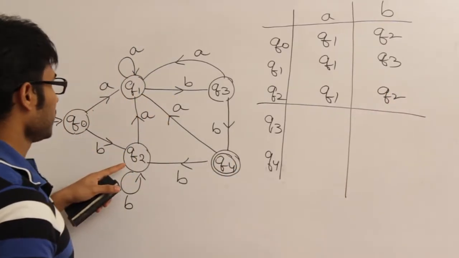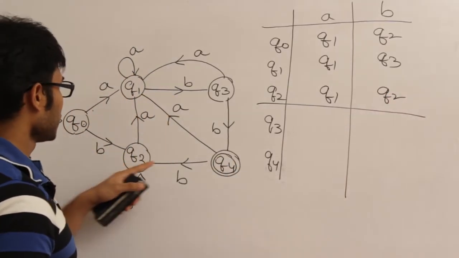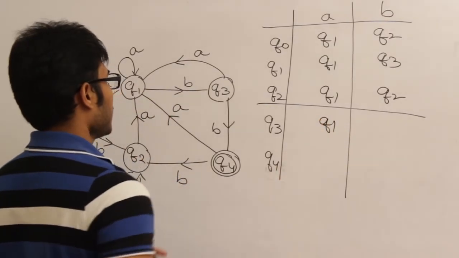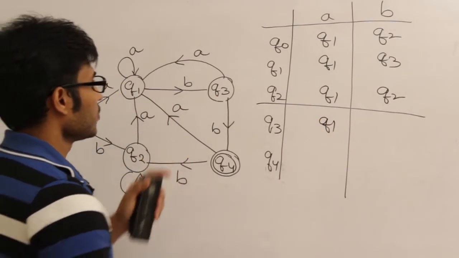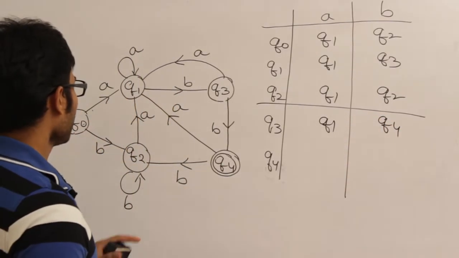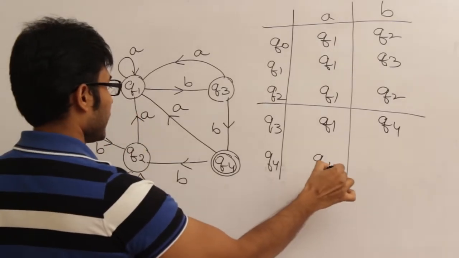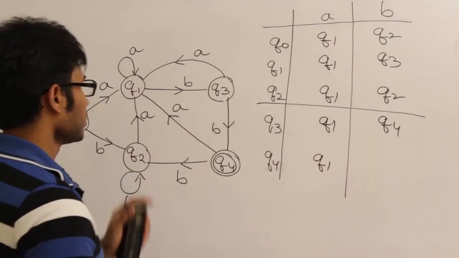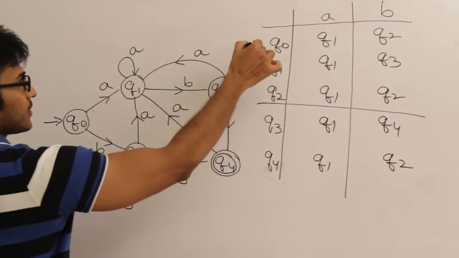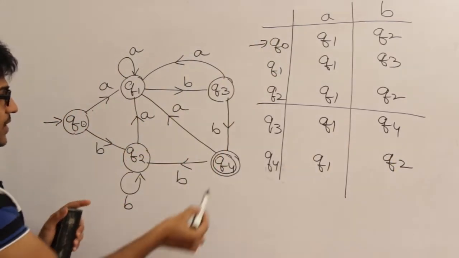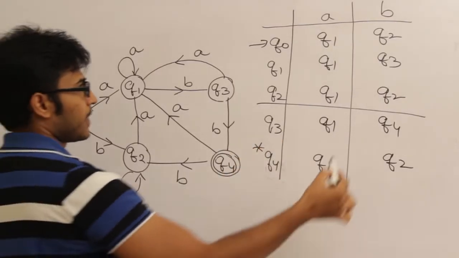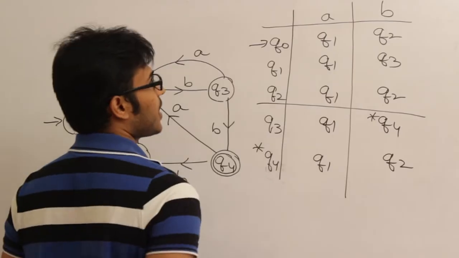And Q3 on A is going to Q1, Q3 on B is going to Q4, Q4 on A is going to Q1 and Q4 on B is going to Q2. What is the initial state? Initial state is Q0. What is the final state? Final state is Q4. Therefore Q4 I am going to mark it like that, and wherever Q4 is there I will just mark it like that.